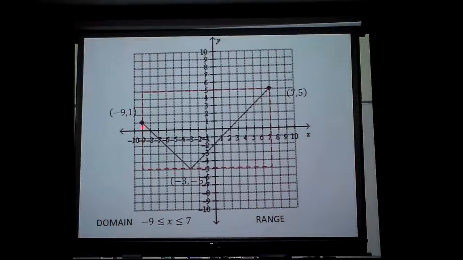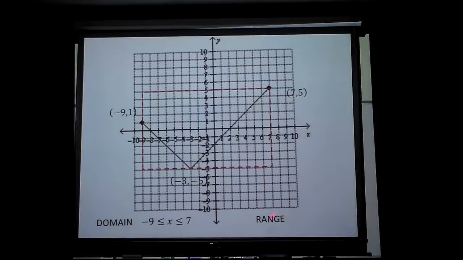And because these dots are what I call solid or colored in, that means -9 is part of the answer and 7 is part of the answer. So I have the bar underneath the less than value sign right there. Now when I go to do the range, I want to go from the very bottom to the top, and I look at the y's. Well, the smallest y here is a -5. I'm going to go past that 1 up to a +5 here.